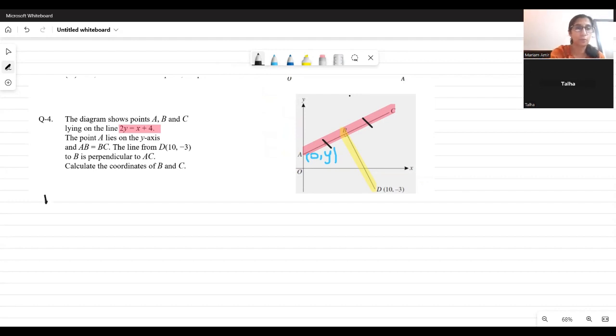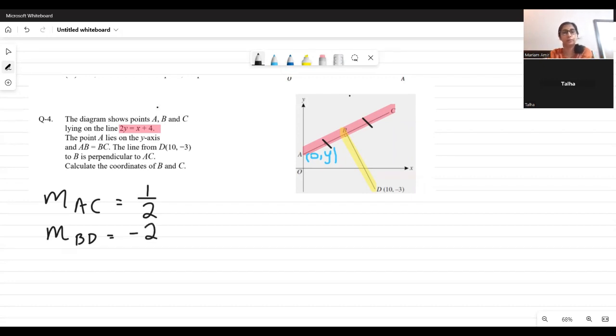So give me the slope of AC. Miss, 1/2. Half, 1 over 2. So give me the slope of BD. It is -2. Good. Negative reciprocal, from the equation m1 times m2 equals -1. So the slope of BD is -2. Now give me the equation of line BD.